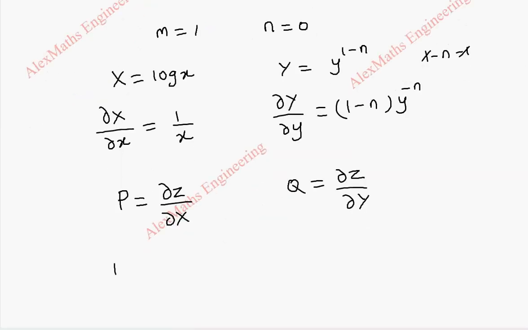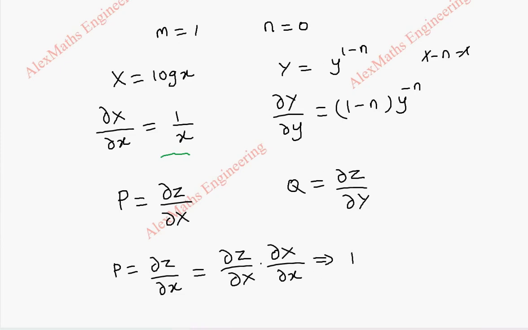Now small p is dou z by dou x. This we are going to rewrite as dou z by dou capital X into dou capital X by dou x, and dou capital X by dou x is 1 by x. Using that we are going to get small p equal to capital P into 1 by x. By cross multiplication, x into small p is equal to capital P.